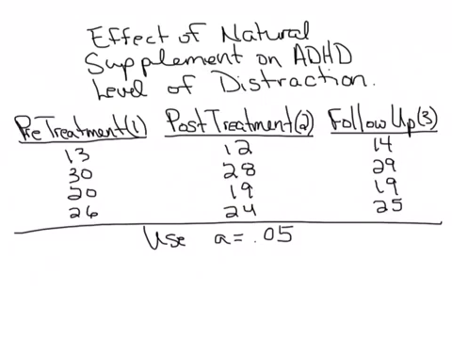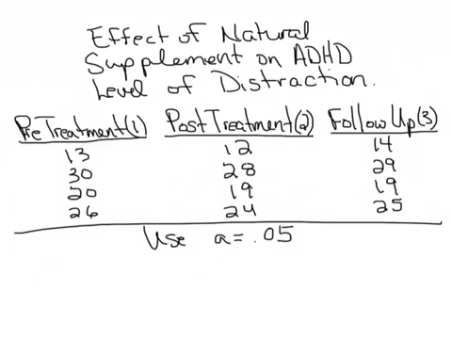Each of these are frequencies of distraction, and each person is measured pre-treatment, so prior to treatment, post-treatment, and then again at a follow-up. The follow-up was 1 month after the post-treatment, which was a treatment for a month. So you have pre-treatment before they start the natural supplement, and then at the end of the post-treatment time, a month of being treated, and then a follow-up a month later.